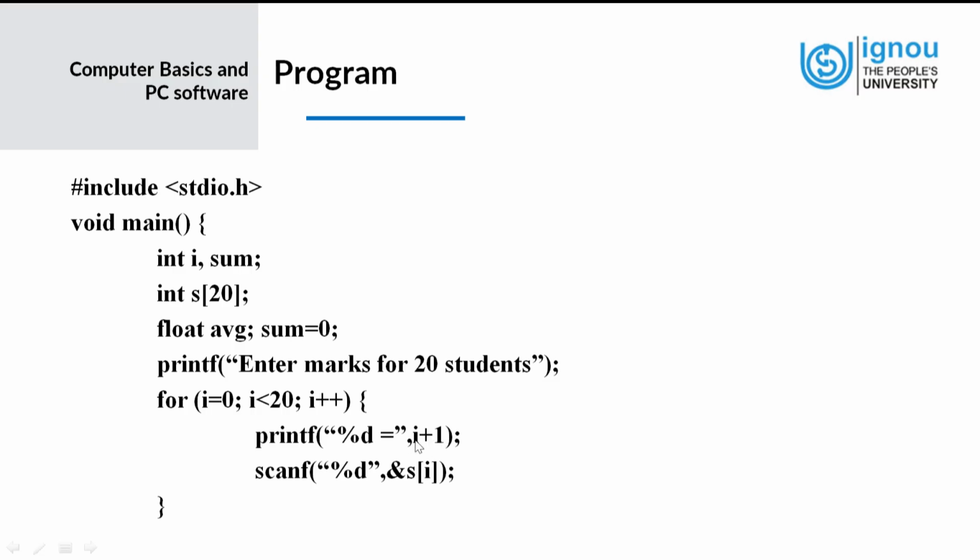So for him 0 does not matter, but what we are asking to print is "enter the mark of 20 student", and here we are saying 1. So 19 will be displayed as 20, and then you will be scanning it, but you will be putting it in S0. All right, and for the 20th student you will be putting it in S19. So that is how the C program is going to input the values.